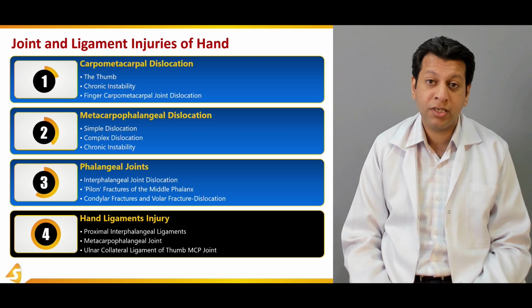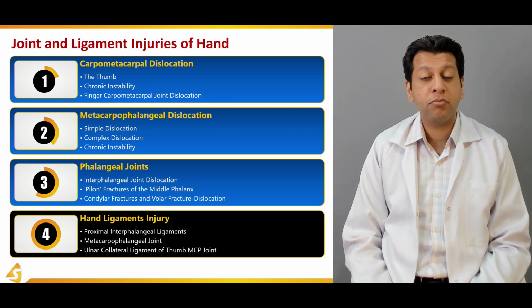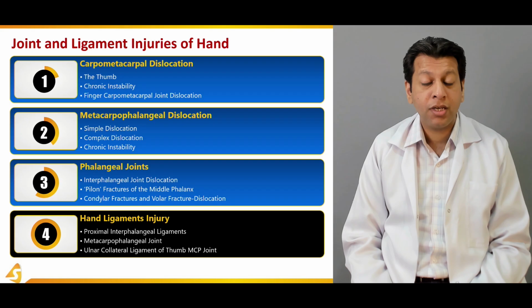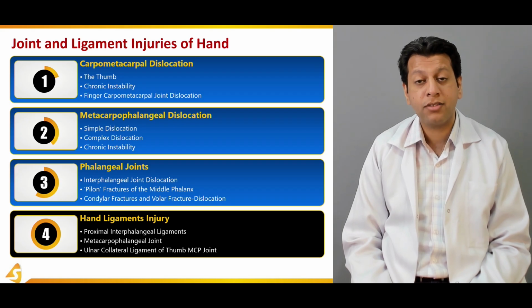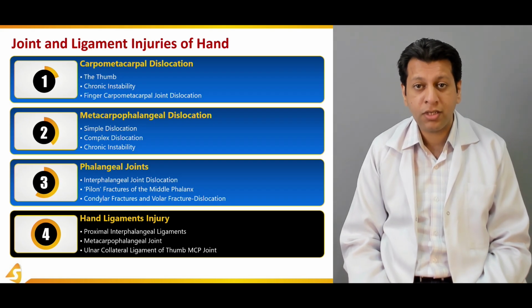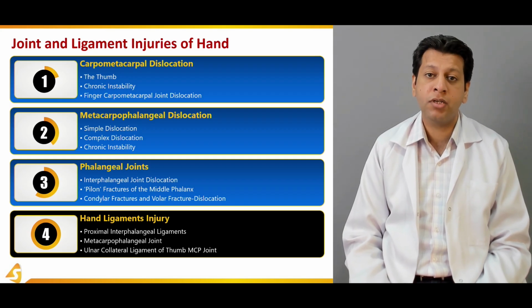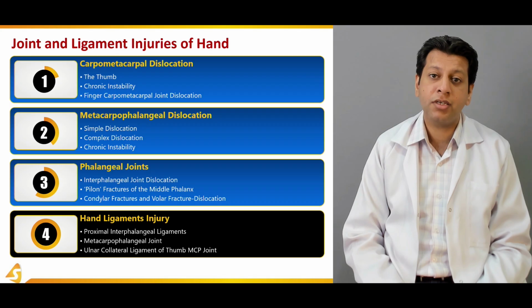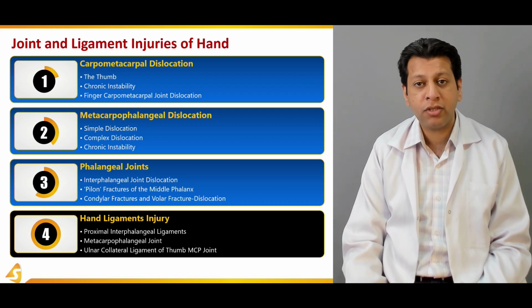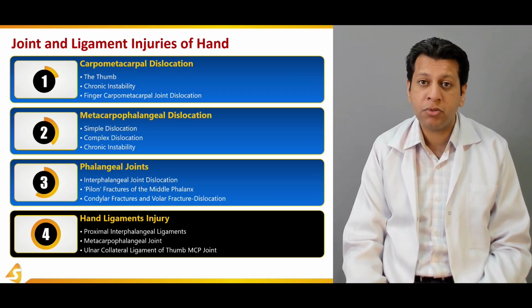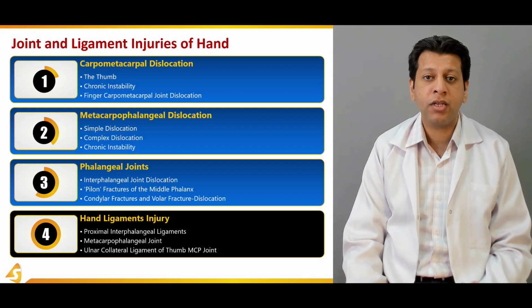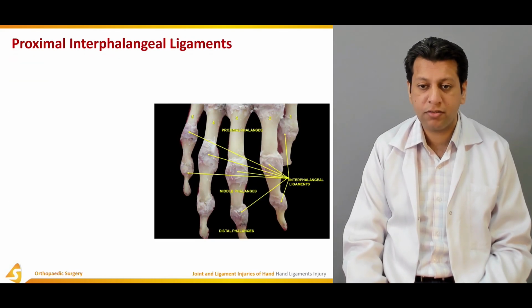the metacarpophalangeal joint. There is a specific term called gamekeeper's thumb or skier's thumb, and that is due to deficiency, damage or injury to the ulnar collateral ligament of the thumb. We will be discussing in detail the different pathoanatomy and pathophysiology of gamekeeper's thumb and how we can treat and manage this disease.